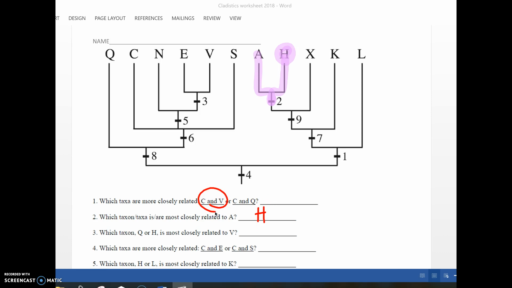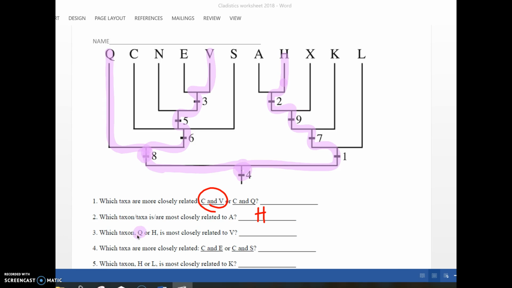Which one, Q or H, is more closely related to V? All right, so we're going to start with V and track back, and let's see where it hits Q. It hits Q at 8. And if I want to track back where it hits H, looks like I have to go all the way back to 4 here. And therefore, V would be more closely related to Q.